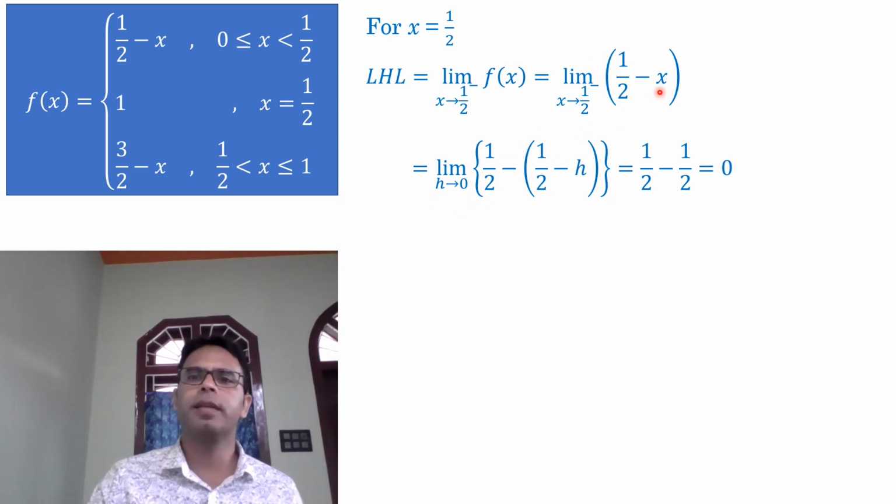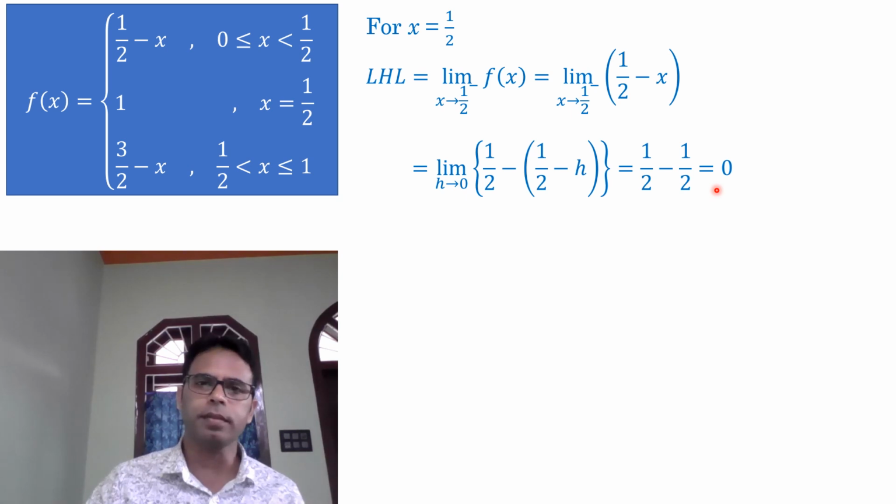Here, half remains, then x is replaced by half minus h. Oh sorry, this should be h, I will correct it. I made a little mistake; this should be half minus h. Then as h tends to 0, use 0 here. So it will be simply half minus half, and that is equal to 0. So we got the left hand limit at x equal to half as 0.